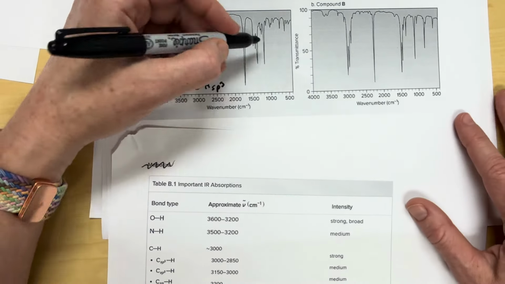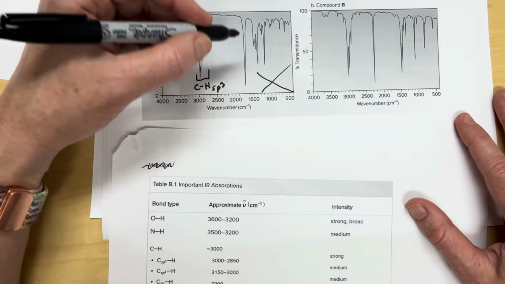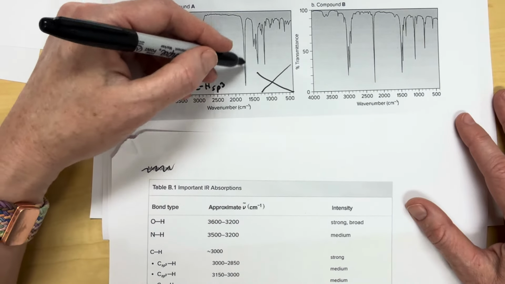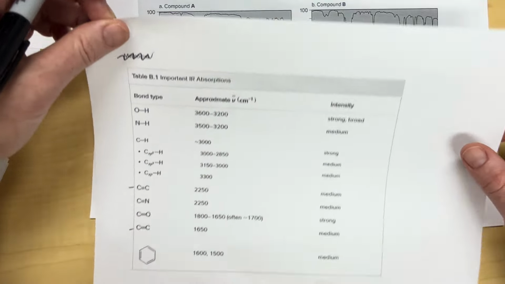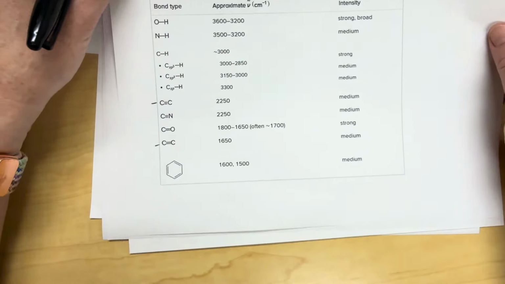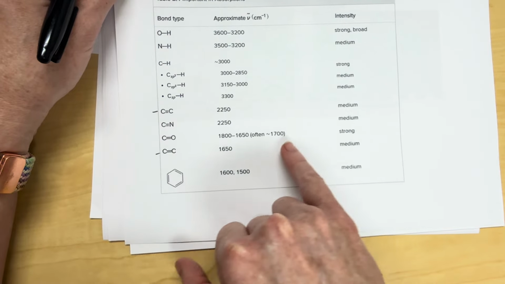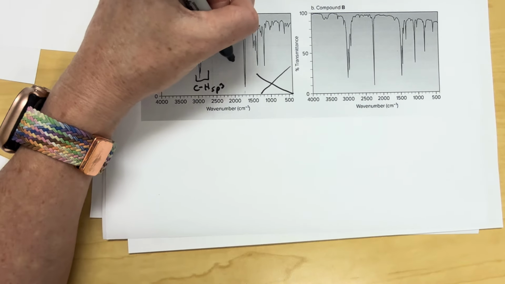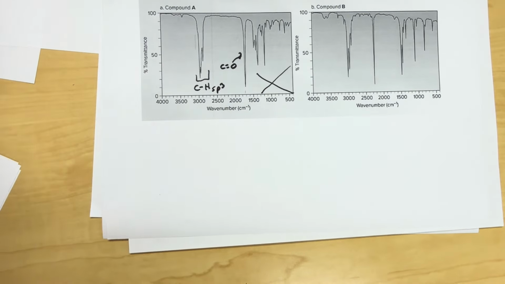And then we have this one right here. Remember, the fingerprint region we don't care about. But this one right here looks to be about 1700, and it looks to be pretty medium or even strong. It goes down there quite a way, so I'd even call that one strong. So we look for 1700 strong. Oh, look, often at 1700. Carbon double bond oxygen. So this is probably a carbon double bond oxygen.